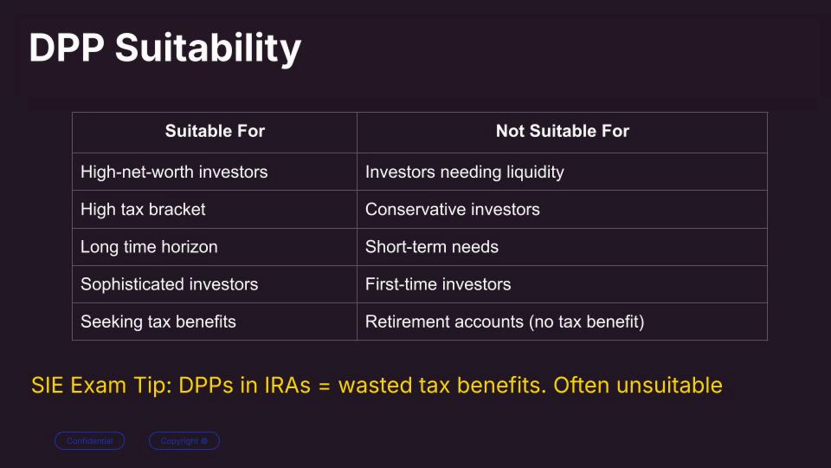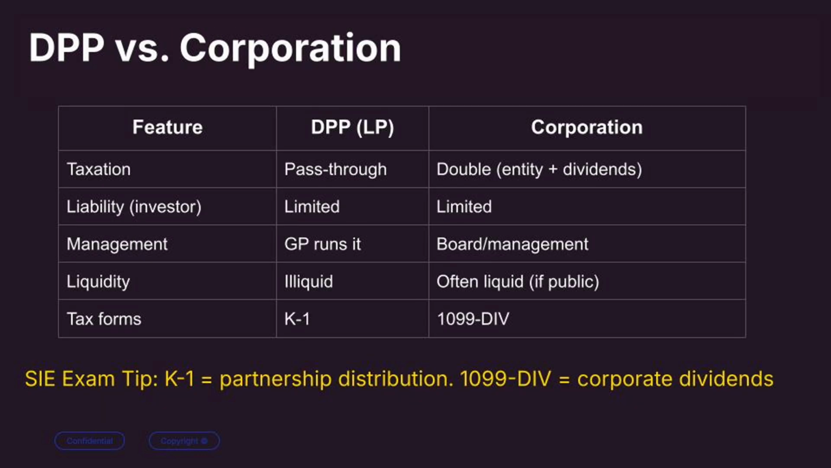DPPs in retirement accounts. An IRA is already tax-deferred. Putting a tax-advantaged investment inside a tax-advantaged account wastes the benefit you are paying for, and the illiquidity makes it worse. If you see a DPP recommended for an IRA on the test, that is almost always unsuitable. Let us put DPPs side by side with a corporation, because the test loves this comparison.